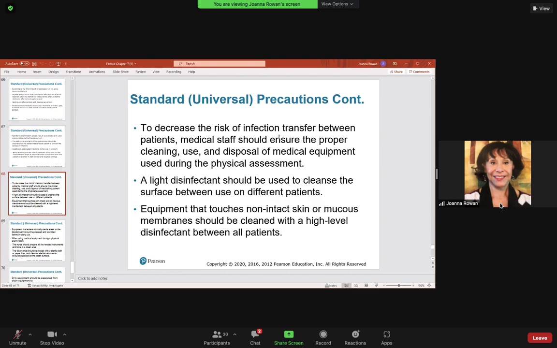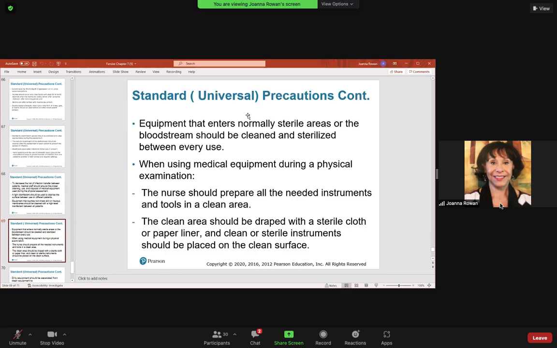To decrease risk of infection transfer between patients, medical staff should ensure the proper cleaning, use, and disposal of medical equipment used during the physical assessment. A light disinfectant should be used to cleanse the surface between use of different patients. Equipment that touches non-intact skin or mucous membrane should be cleaned with a high-level disinfectant between patients. Equipment that enters normally sterile areas or the bloodstream should be cleaned and sterilized between every use.